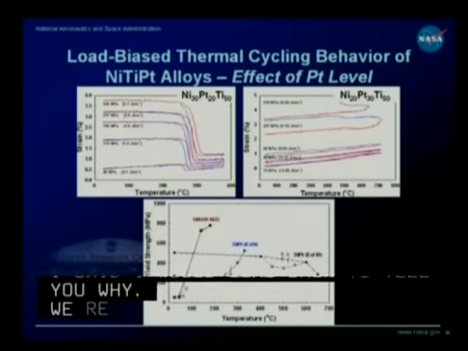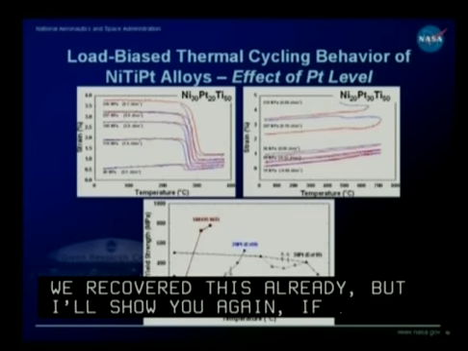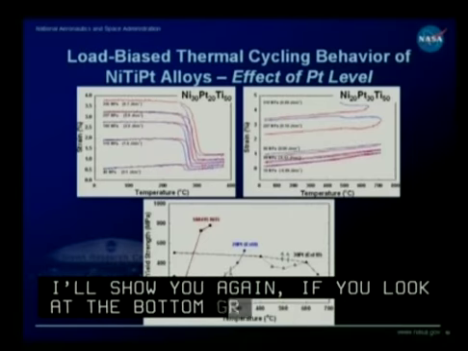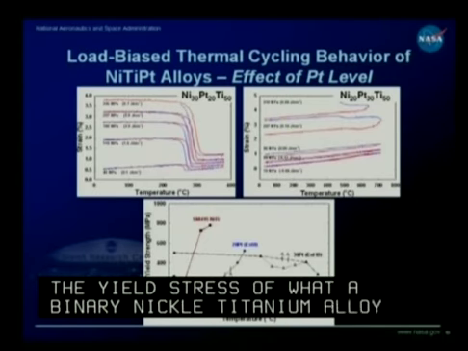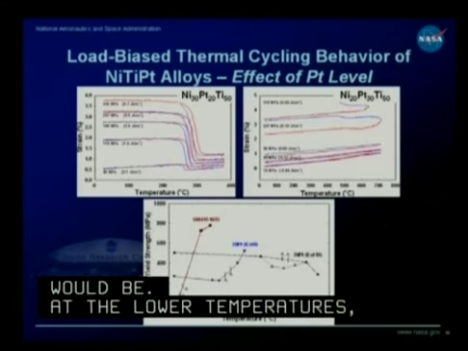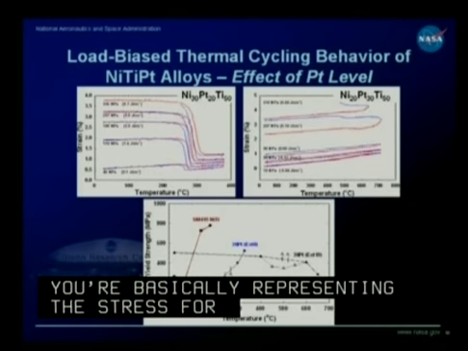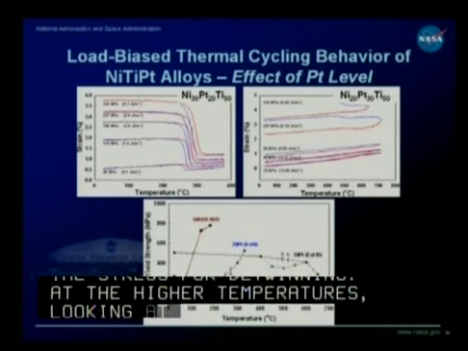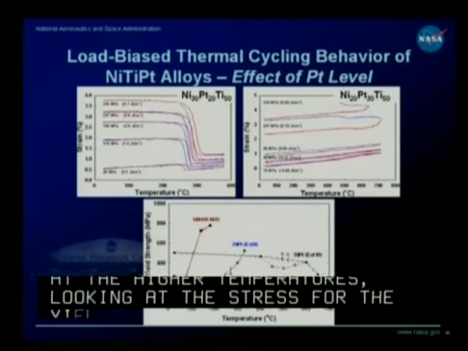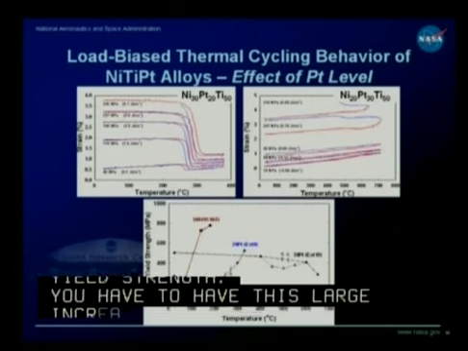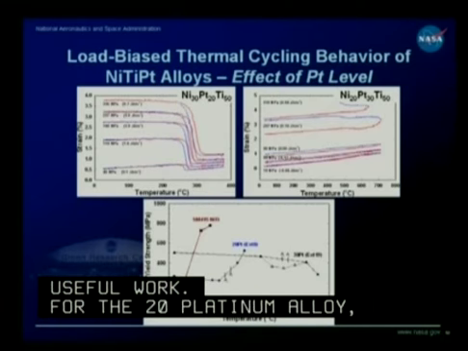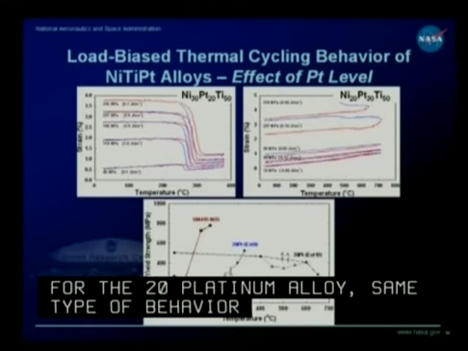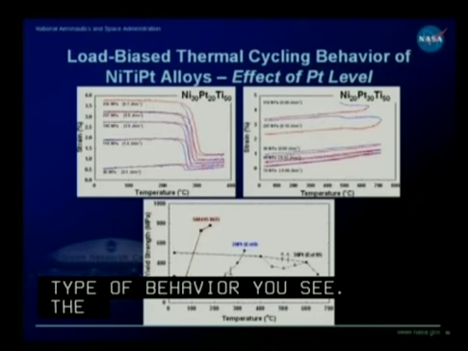If you look at the bottom graph, it's basically the yield stress of what a binary nickel-titanium alloy would be. At the lower temperatures, you're basically representing the stress for detwinning. At the higher temperatures, you're looking at the stress for the austenite yield strength. You have to have this large increase in between to get useful work. For the 20 platinum alloy, that's the same type of characteristic behavior you see, though the detwinning stresses are much higher than what you get in binary nickel-titanium.